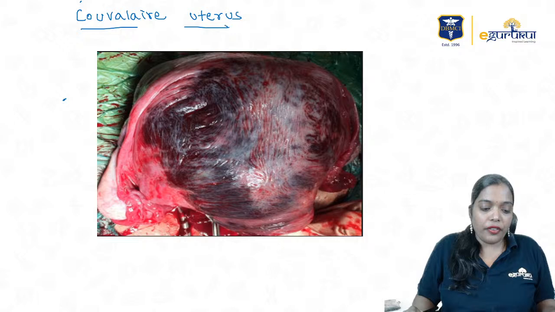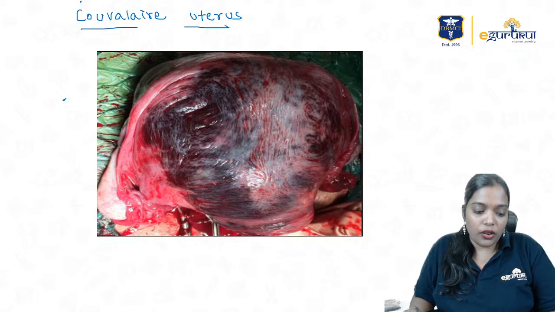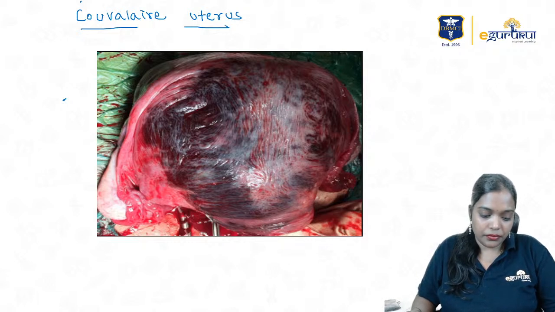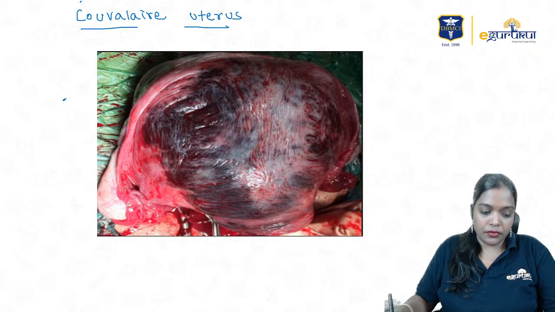So this is called couvelaire uterus. Couvelaire uterus is seen in concealed abruption. So in concealed abruption, you will observe the couvelaire uterus, right?